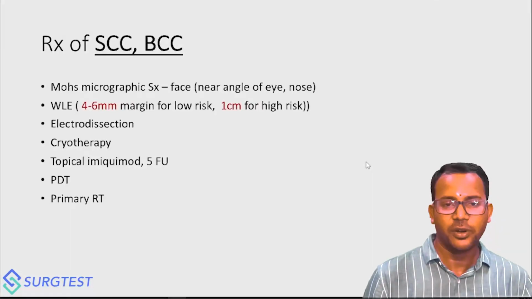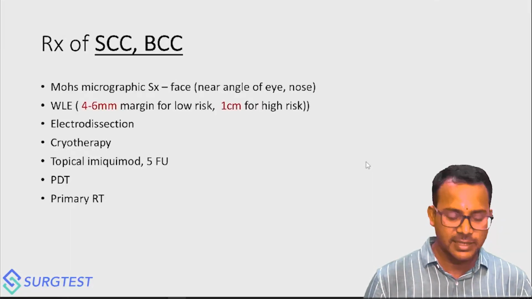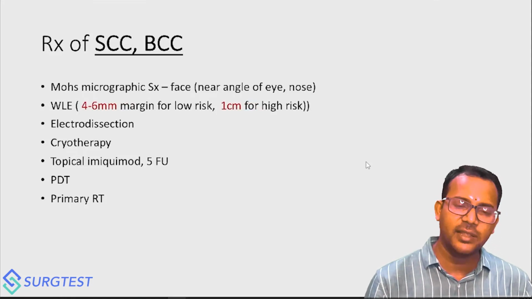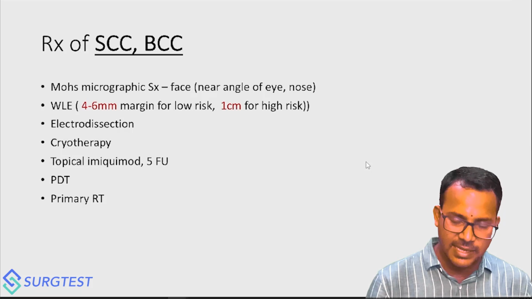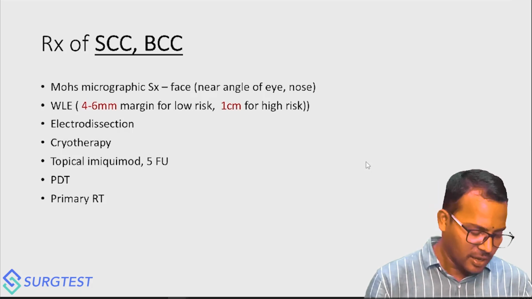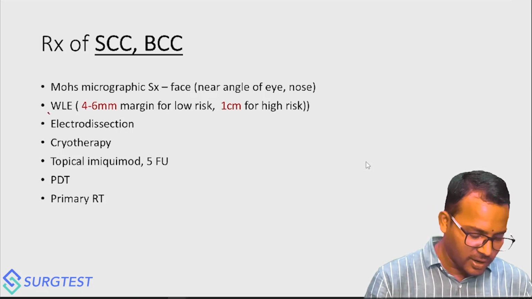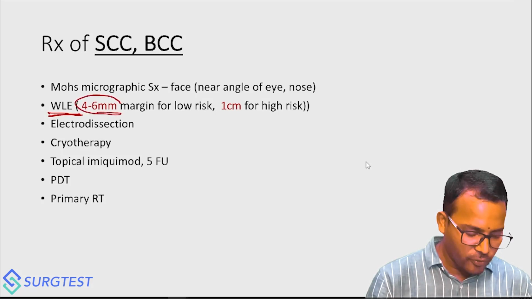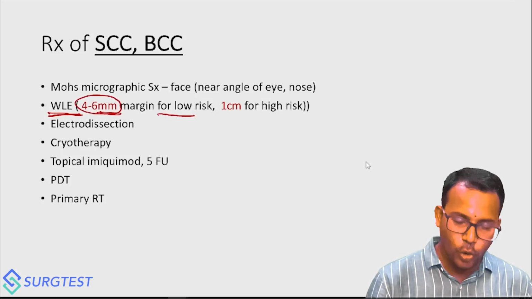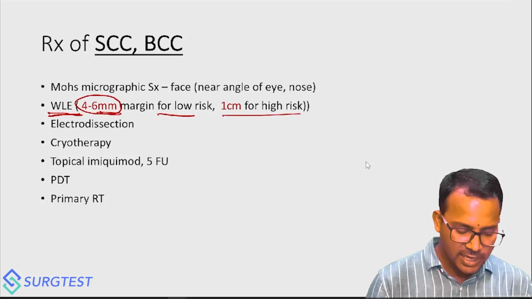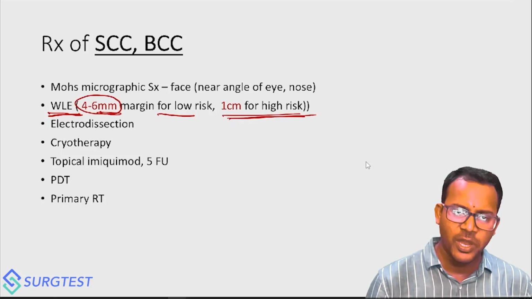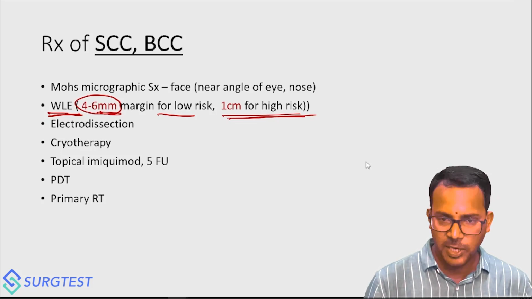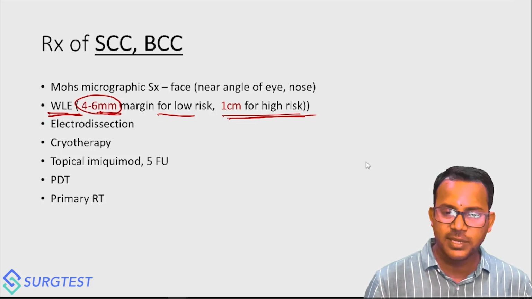Coming to the treatment of squamous cell carcinoma and basal cell carcinoma, there is no stage grouping. When these cancers are regional disease, mostly you will go for a wide local excision, and the margin that you give is 4 to 6 millimeters for a low risk patient and 1 centimeter for a high risk patient. I will let you know who is a low risk patient or a high risk patient in the coming slides.